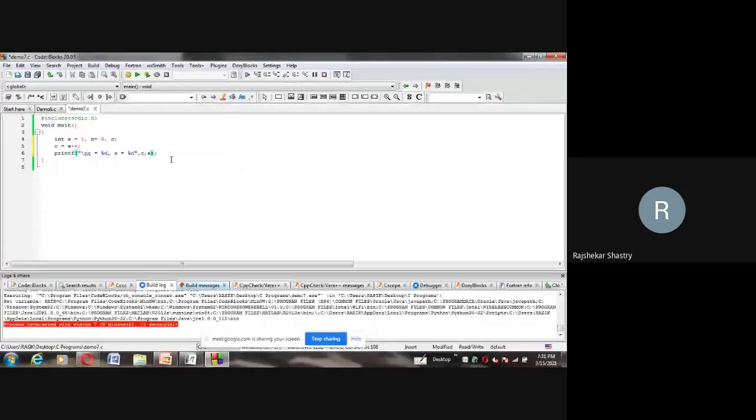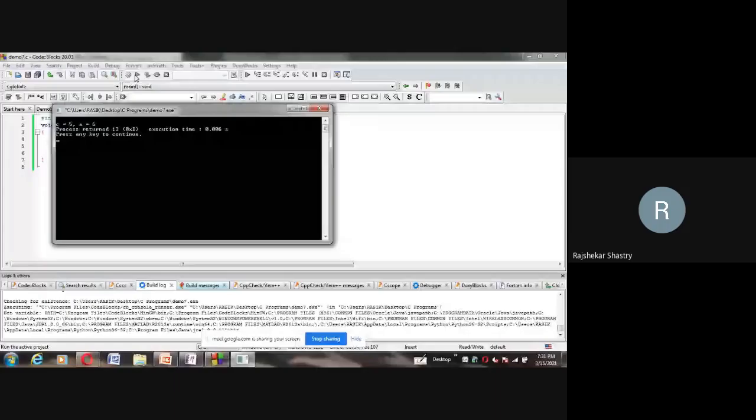C is equal to a plus plus. So I want c as well as a value. c comma a. Fine. So your answer is what? c is 5, a is equal to 6. First assignment and then increment. So let us see. c is equal to 5, a is equal to 6. Yes, c is equal to 5, a is equal to 6.